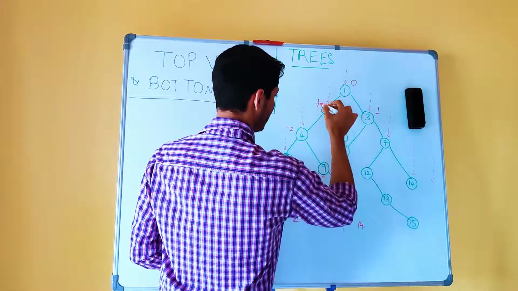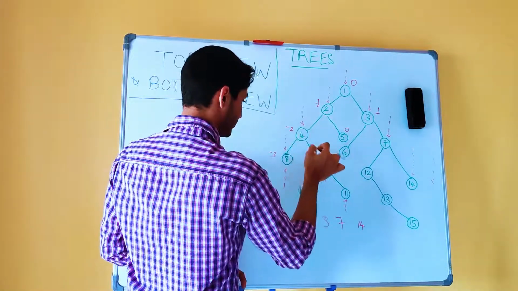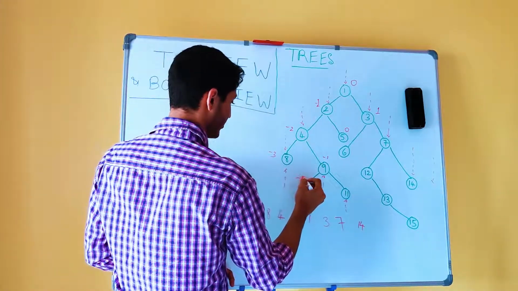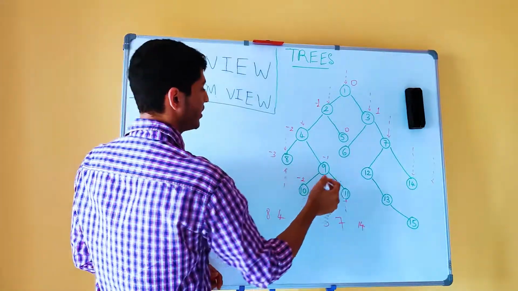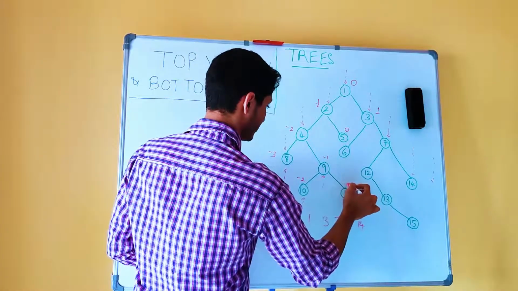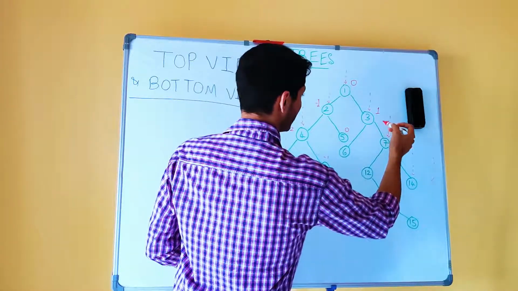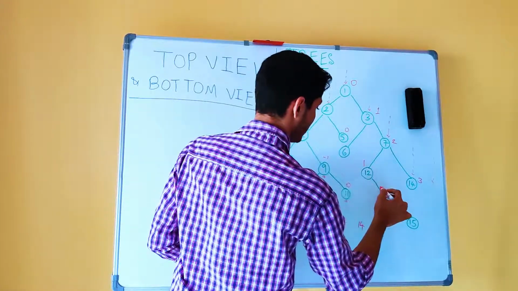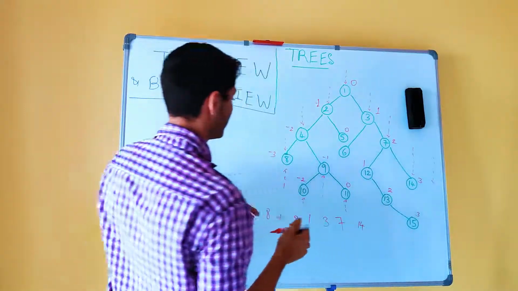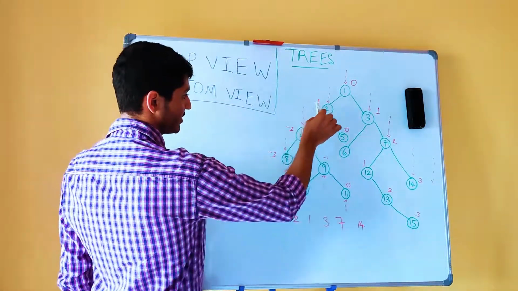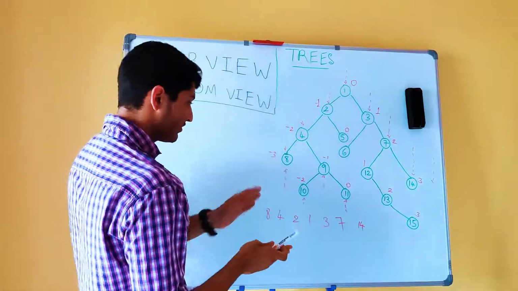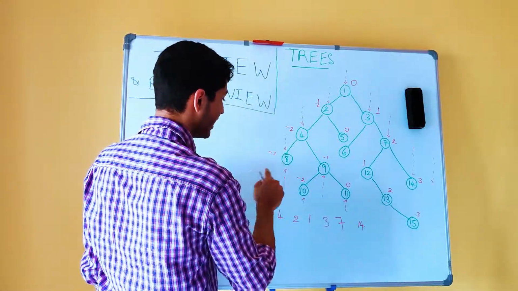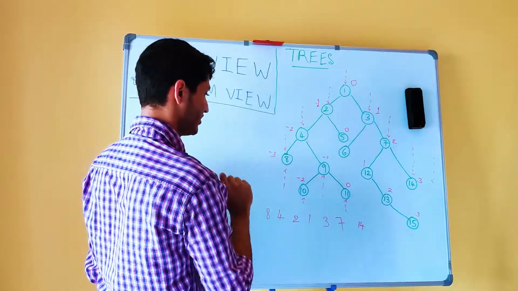So minus 1 plus 1 will be 0. Similarly, minus 2 plus 1 will be minus 1. Similarly, from minus 1, I am coming to the left, so I am decrementing. Horizontal distance is minus 2. Similarly, minus 1 plus 1 is 0. Likewise, if I fill the values, this will be the horizontal distance. So these are the horizontal distances that we got, and as you can observe, the leftmost node, which is 8, has the least horizontal distance.